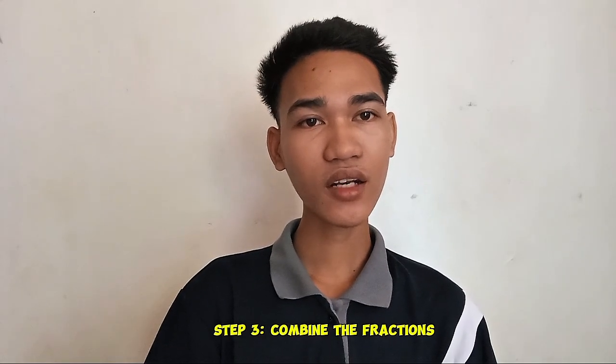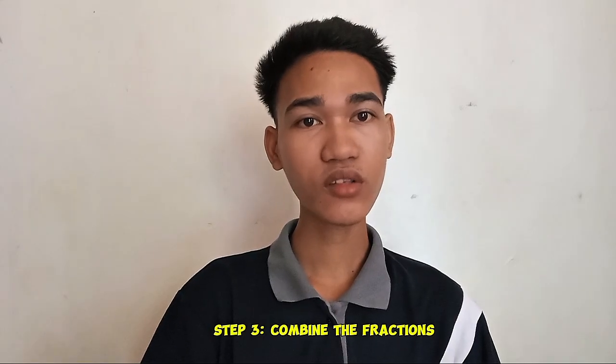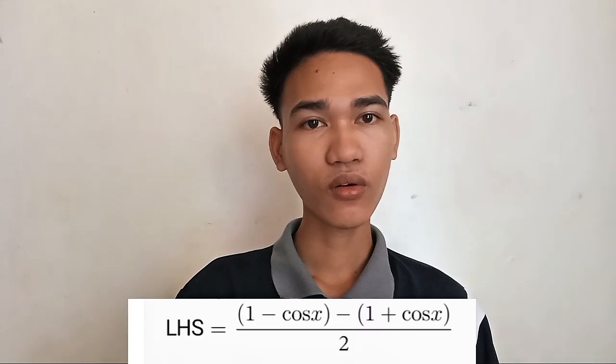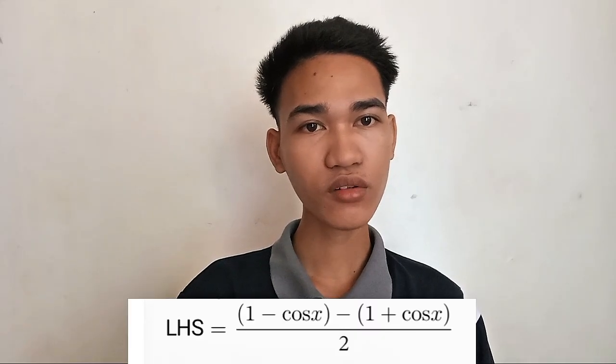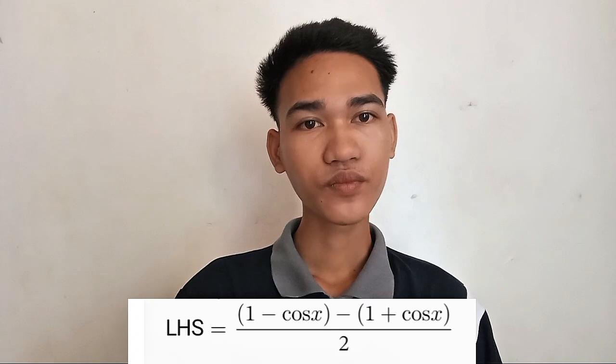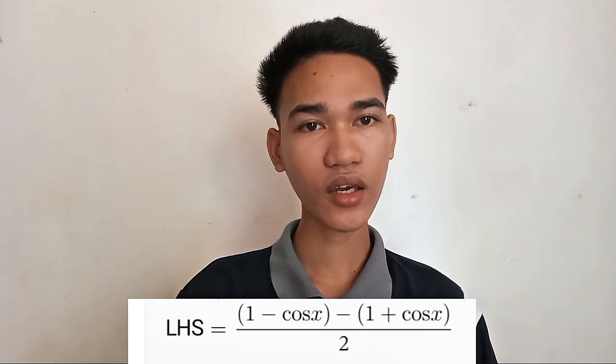Step 3. Combine the fractions. Since both terms have the same denominators, we can combine them into a single fraction. So left hand side is equal to (1 minus cosine x minus (1 plus cosine x)) over 2.